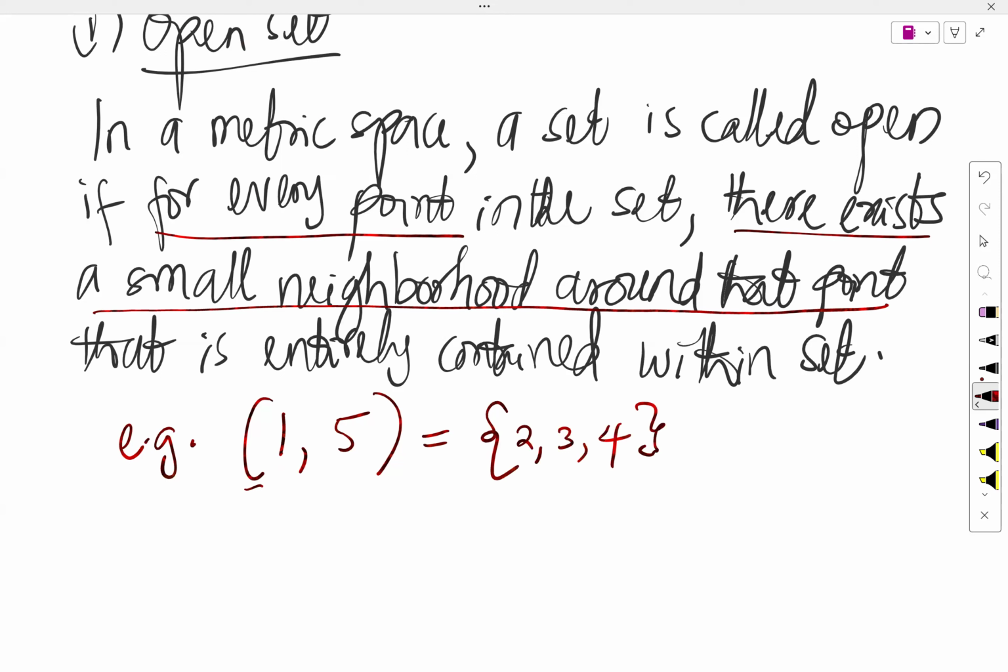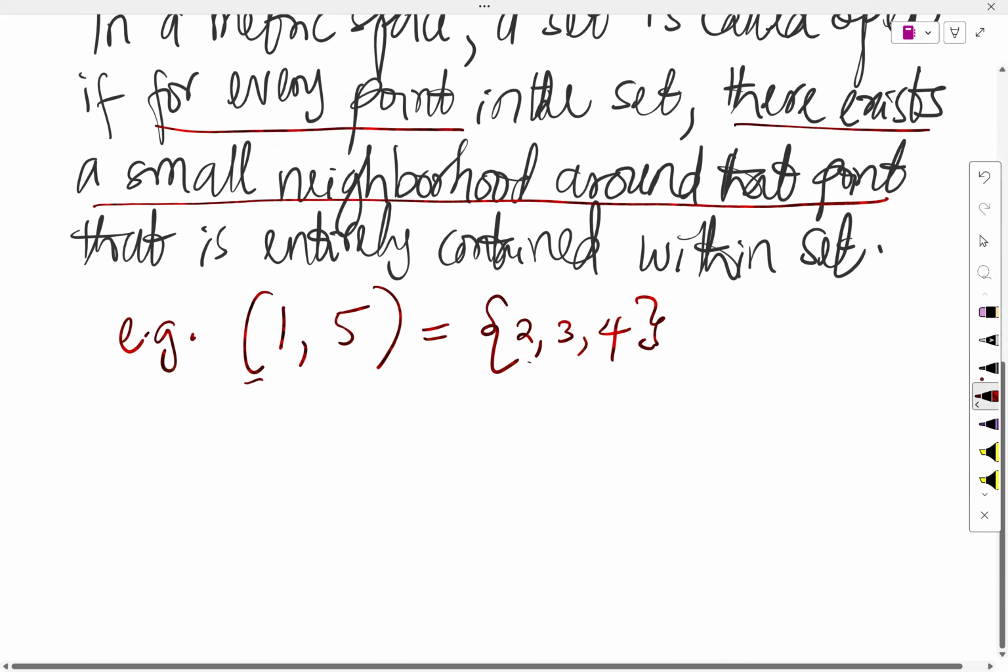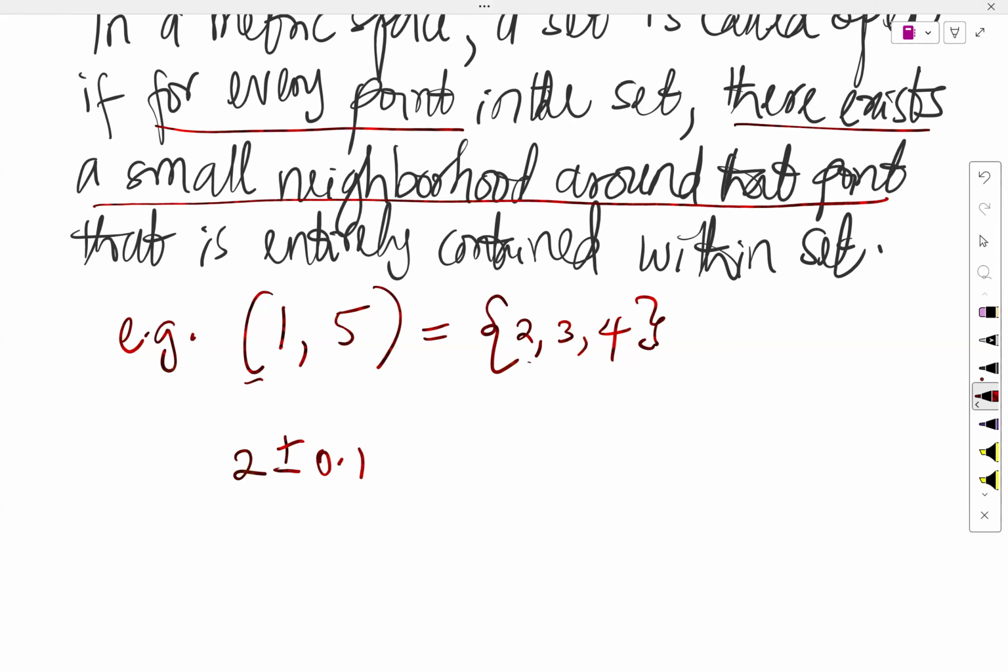If we are considering reals, of course, we could actually be talking about things like 1.001 and so forth. But if you focus on just the integers, the elements of this open set will be 2, 3, and 4. So 1 and 5 are not members. But a set is open if for every point in the set there exists a small neighborhood around that point. So if you take 2, for instance, and you add 0.1 to 2, or you subtract 0.1, that's like having 1.9 and then 2.1.